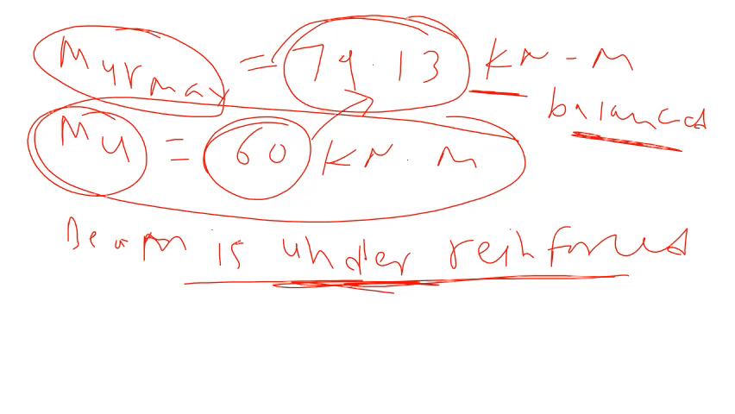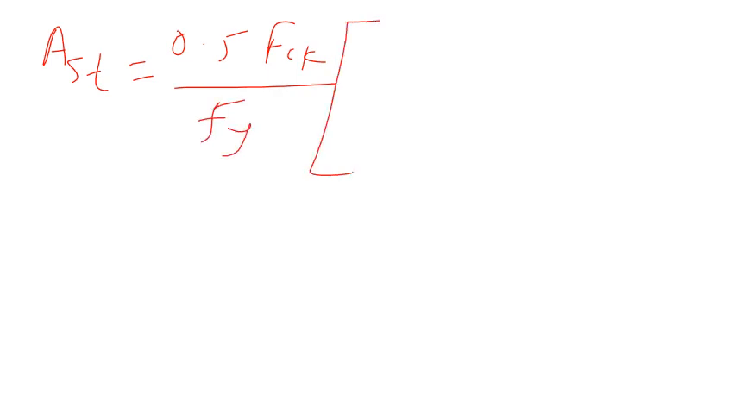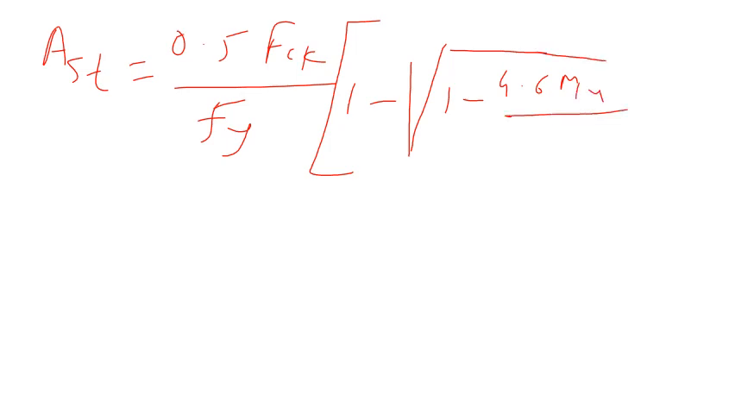Okay, once we have decided the type of beam, now we can use the formula to find out the quantity of the steel. Basically we have to find the steel required. If you remember the formula, it is a little bit big formula. Ast equals 0.5 fck divided by fy, into a big bracket 1 minus square root of 1 minus 4.6 Mu, this is the actual moment, divided by fck b d square. And outside the bracket there is b d.